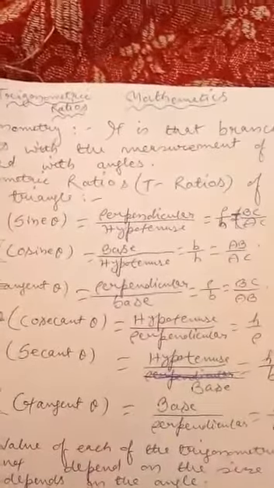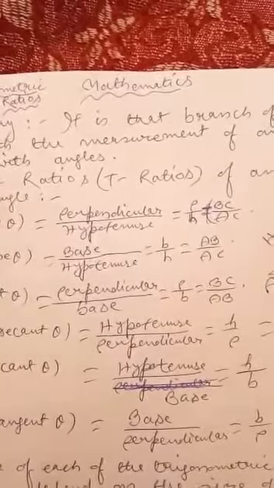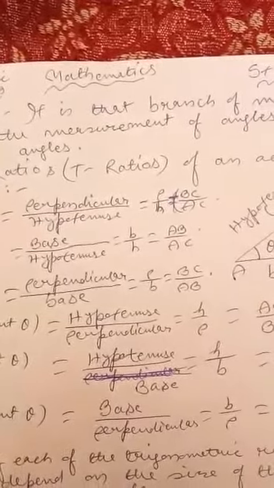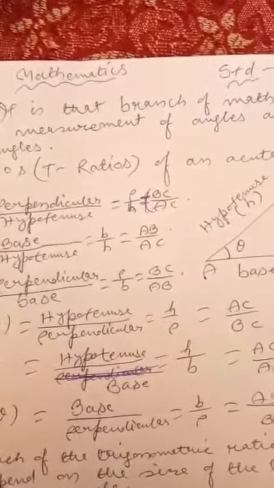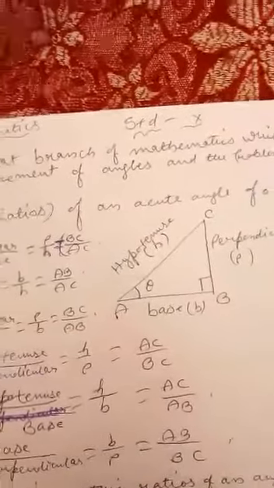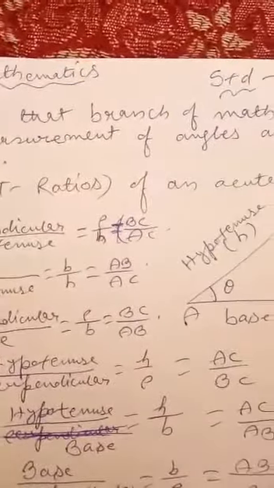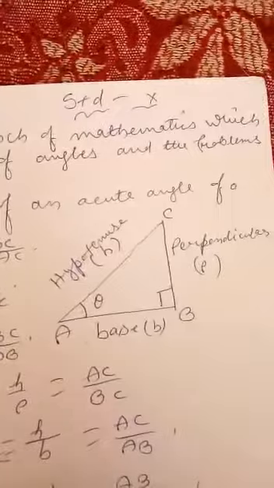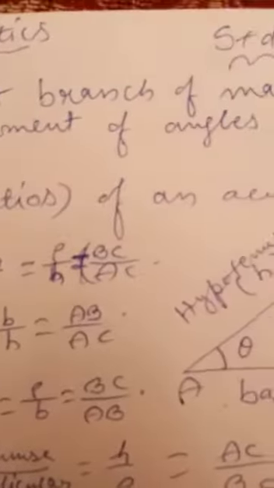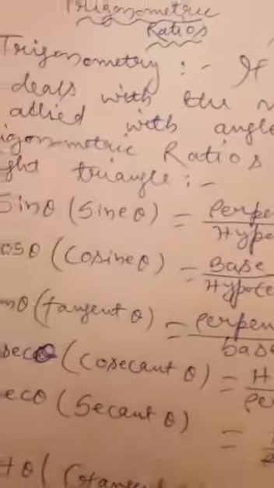Dear students, we can say what is trigonometry at first. Now what is trigonometry? It is that branch of mathematics which deals with the measurement of angles and the problems allied with angles. So dear students, you will understand again, it is that branch of mathematics which deals with the measurement of angles and the problems allied with angles.